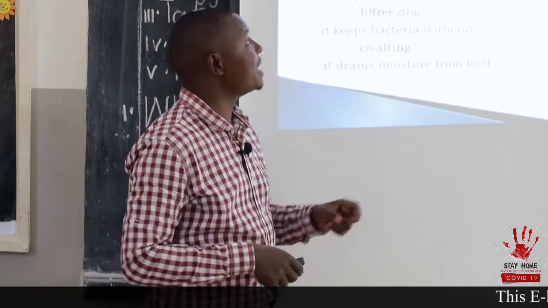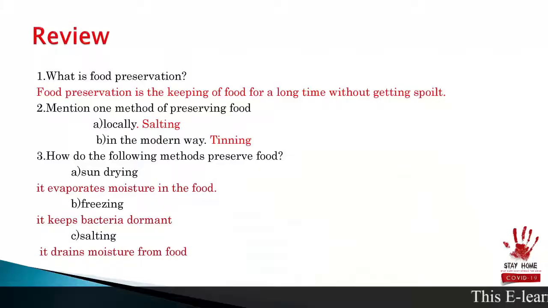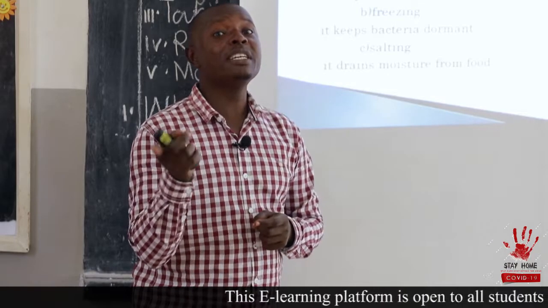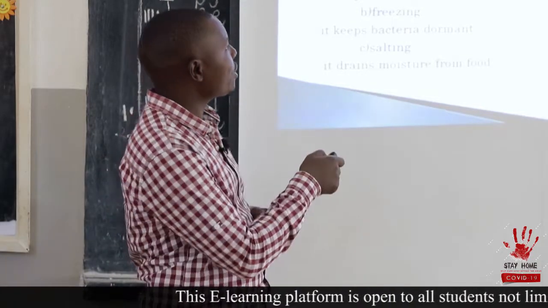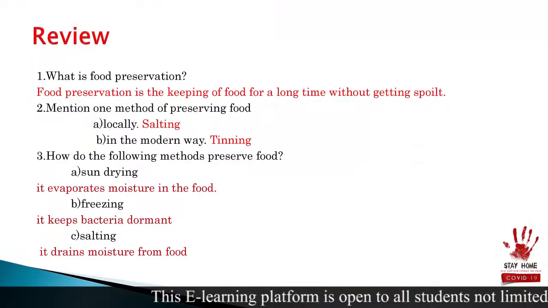So let's look at the activity that I gave you last time before we look at perennial and annual crops, and that is, what is food preservation? My answer is, food preservation is the keeping of food for a long time without getting spoiled. And mention the method of preserving food locally. What am I meaning? I talked about traditional methods or local methods and modern methods. So locally, I have given you salting.